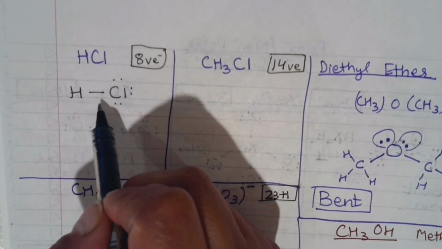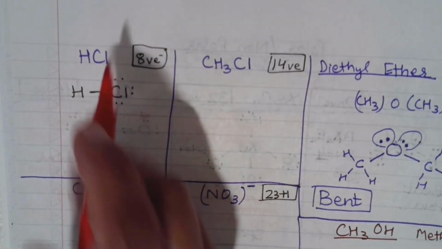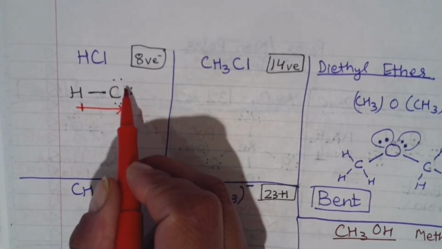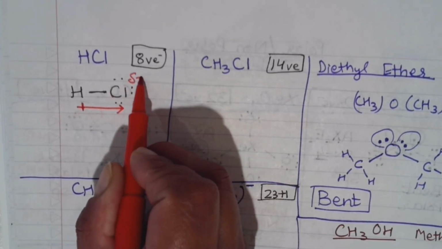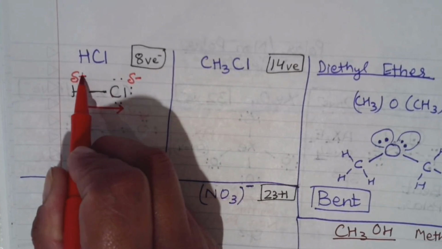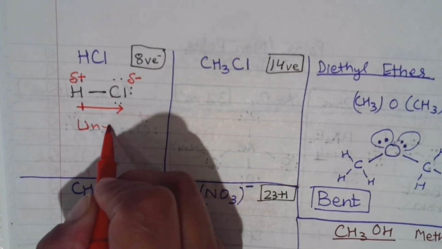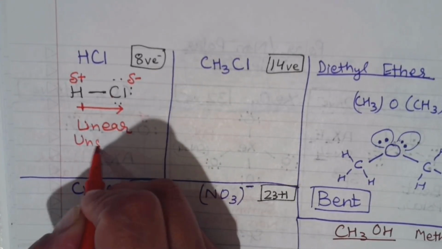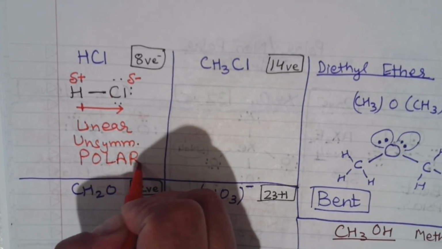But when there are 2 atoms that make a molecule and the 2 atoms are different, there is a net direction of the dipole moment. You can see chlorine, being more electronegative, will pull on these shared electrons closer. So this end of the molecule will acquire a partial negative and this end will be partially positive, right? So this molecule is linear, but since the 2 atoms are different, this is unsymmetrical. There's a charge separation and hence the molecule is polar.